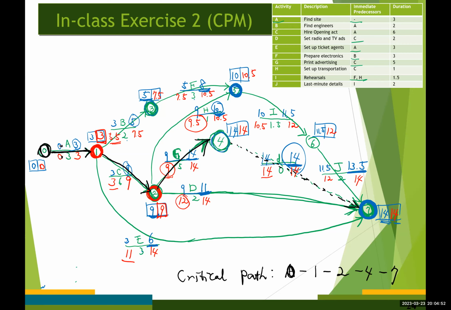And the critical activities are going to be A, C, G, right? That's it, ACG, and the dummy activity. So you don't need to include it, okay? And we know that the project can be completed within 14 days or 14 hours, okay?